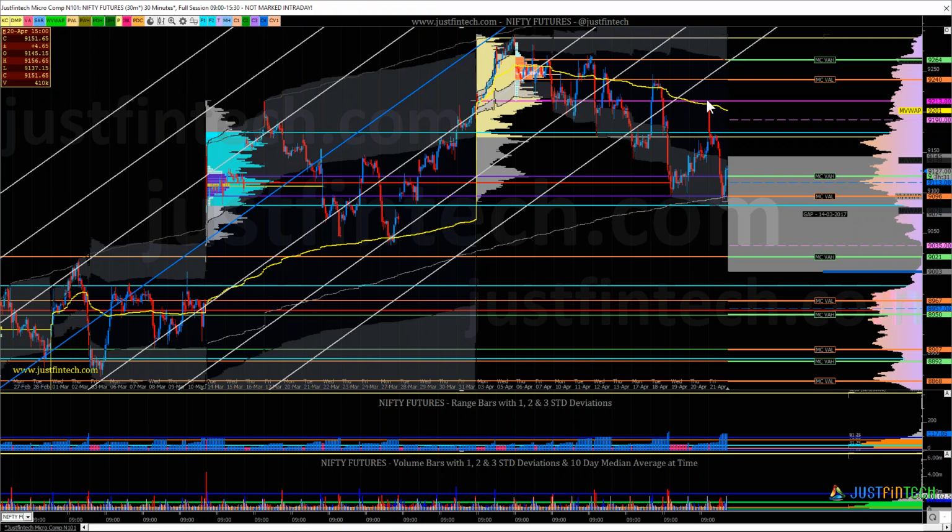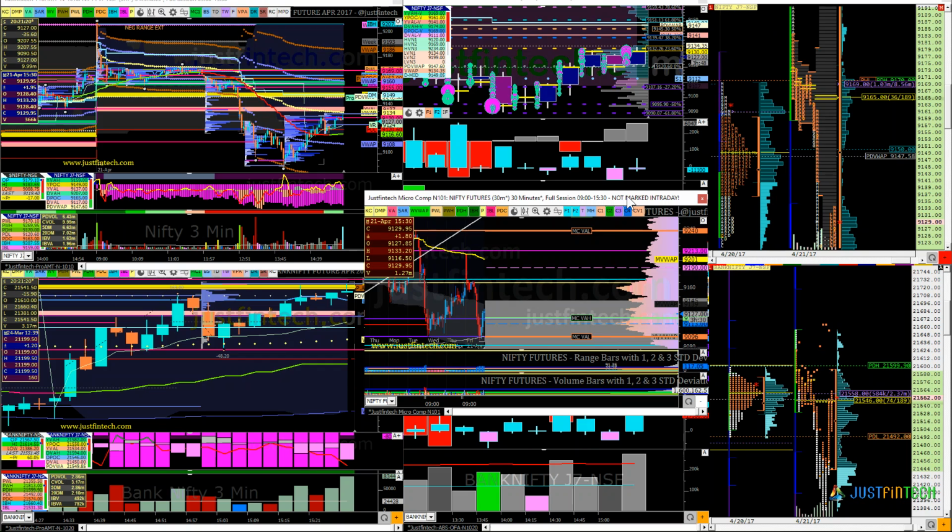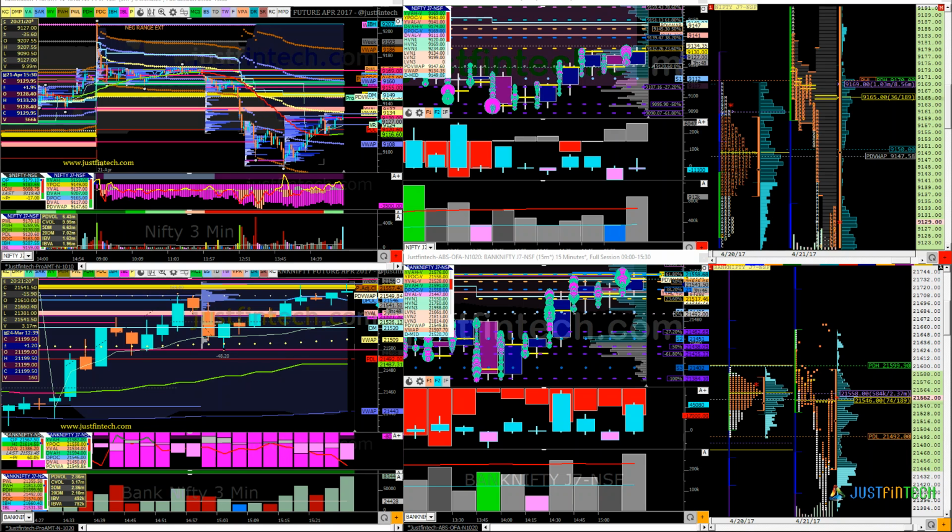Now, the other important thing to note, we'll look at the projected levels. There also we have an important nuance on the standard deviation of this entire range. But meanwhile, let's also check the Bank Nifty micro composite.